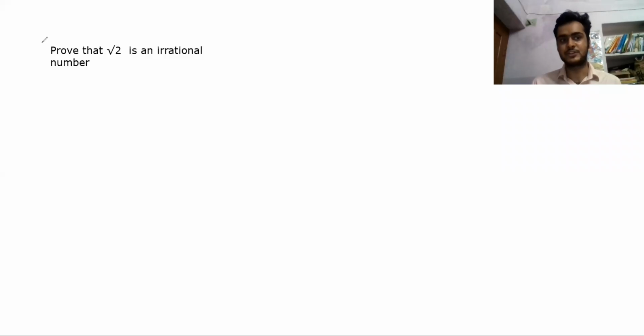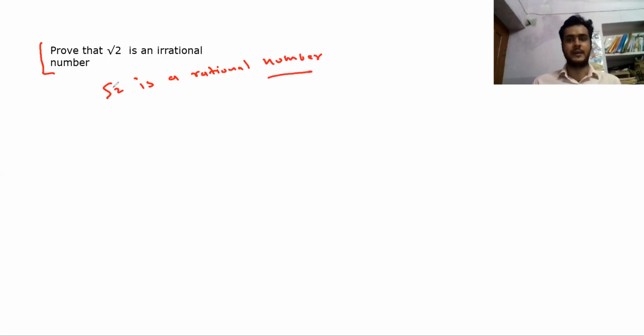The question statement states that we have to prove that root 2 is an irrational number. So the negation of this is root 2 is a rational number. Okay, we have made an assumption that root 2 is a rational number. If it's a rational number, then it could be written in the form of a upon b. So root 2 is equals to a upon b, where a and b are co-prime. Okay, these two are co-prime.